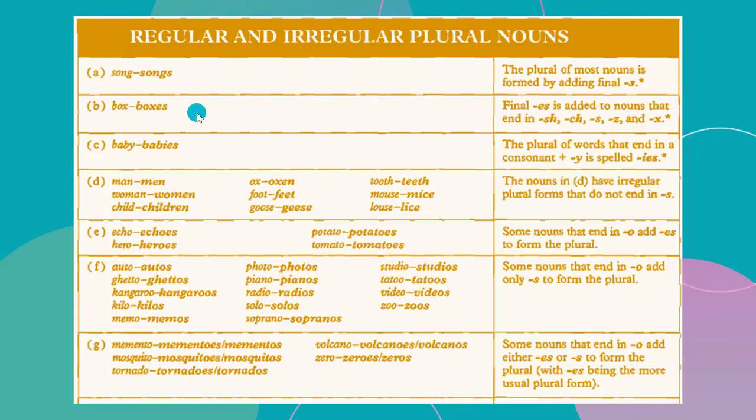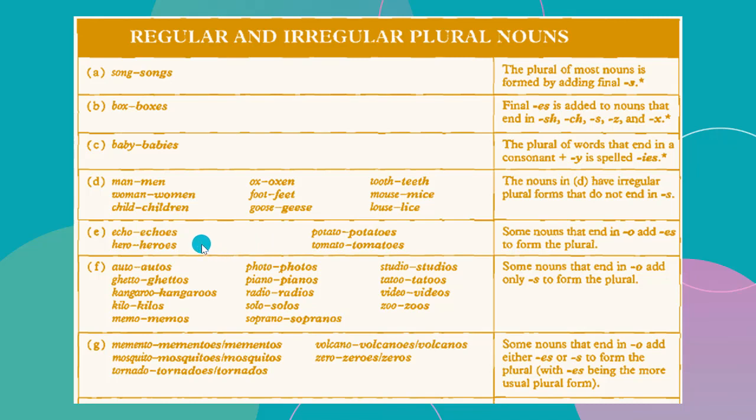Song to songs, box to boxes. So there's adding of es for the nouns that end in sh, ch, s, z and x. And then baby to babies. So the plural of nouns that end in consonant y is spelled ies. We have already seen this example up above.